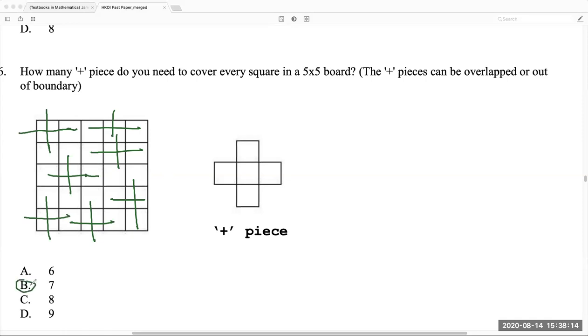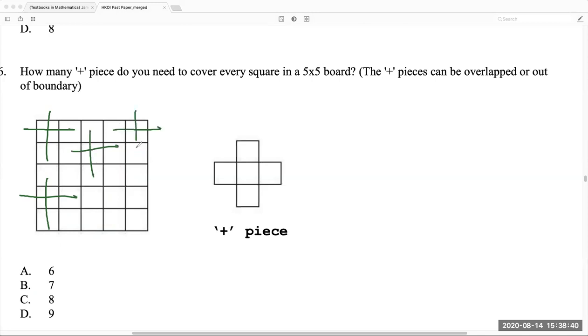I guess 7, but that means the answer can be 6 also. But you may need to see if you can cover them all with 6 plus signs. I don't think so, maybe. Or let me do it again. So this is a plus sign. Oh, I don't think so. No. Still need 1, 2, 3, 4 more actually. So you can try by trial and error. Although there may be some mathematics behind it, it's easier for you to do it like this.